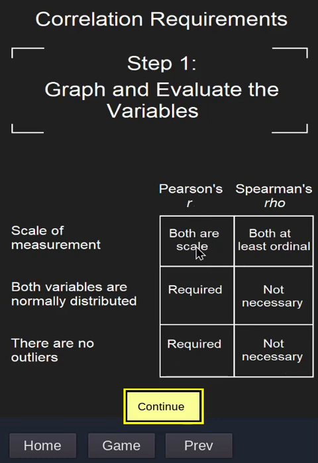So as you can see, Pearson's R is a lot heavier on the requirements and presumably has a little bit more precision in letting you know whether you can reject a null or not. Spearman's rho is a little bit more relaxed, but it might be a little bit more difficult to know that you can reject the null.